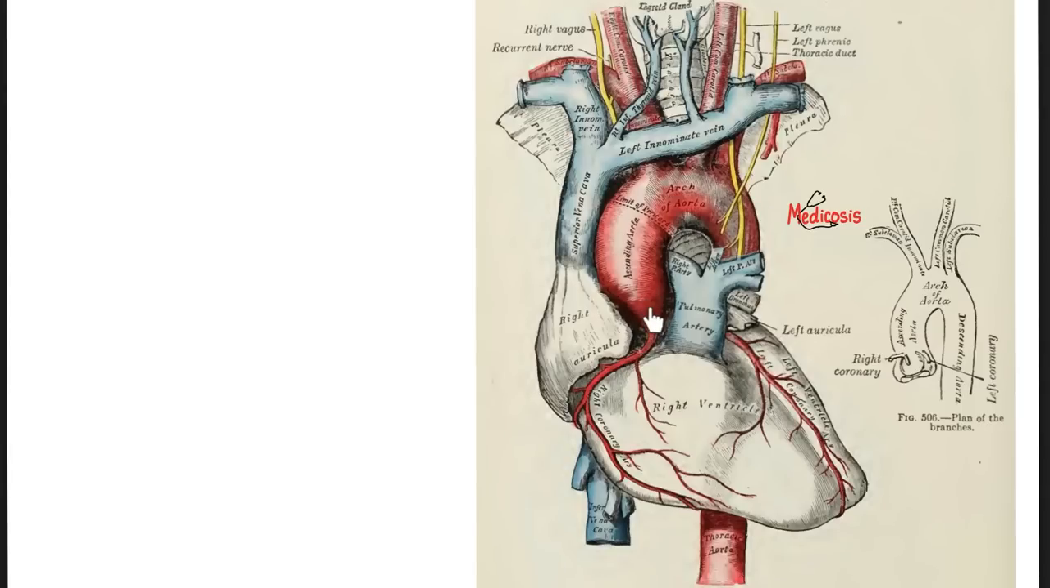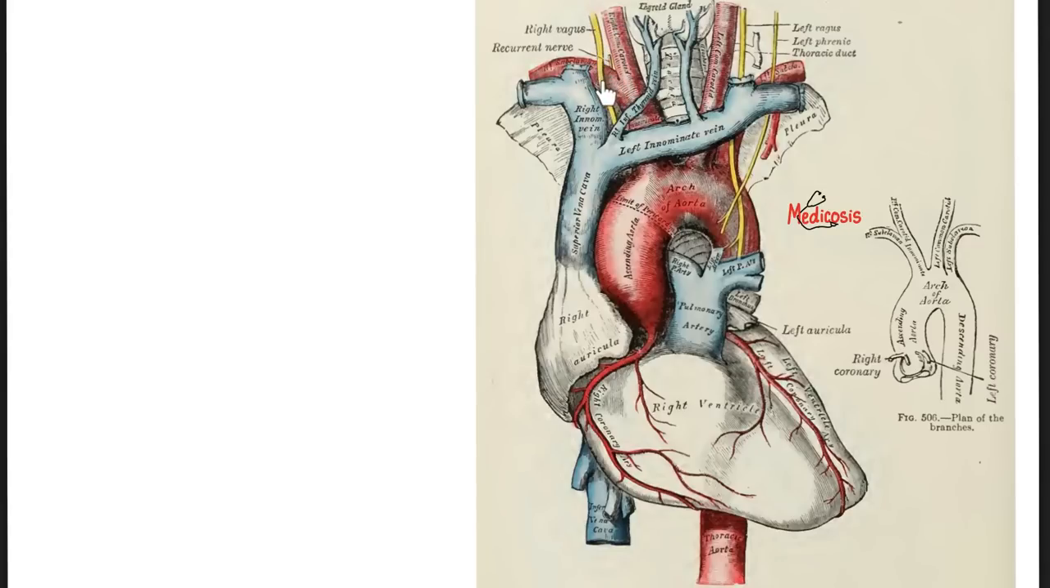This is the ascending aorta, right coronary artery, and left coronary artery. The left coronary artery will then divide into left anterior descending and left circumflex. But I digress. Back to the aortic arch. It has the brachiocephalic artery, it has the left common carotid, and the left subclavian. The brachiocephalic artery itself will divide into right subclavian and right common carotid.